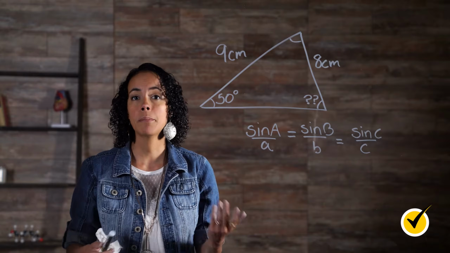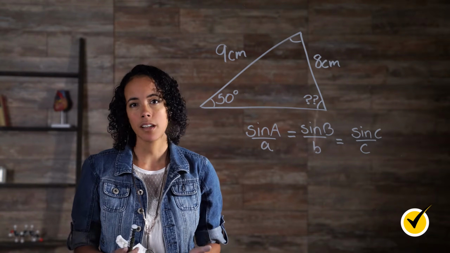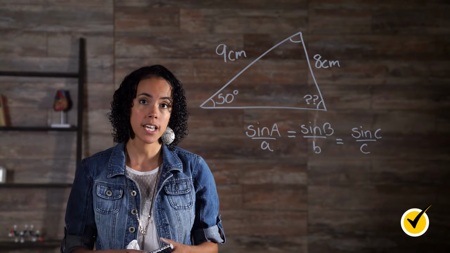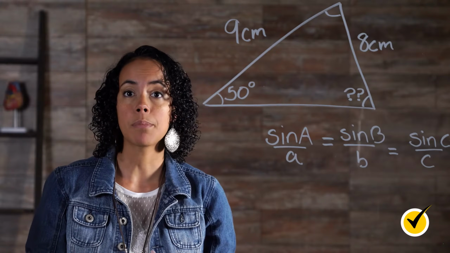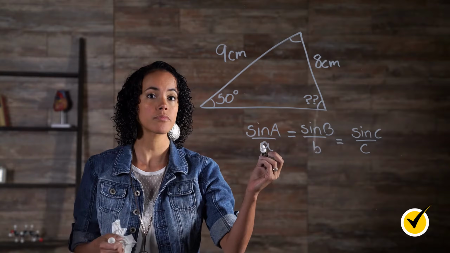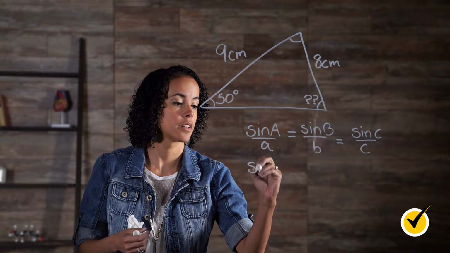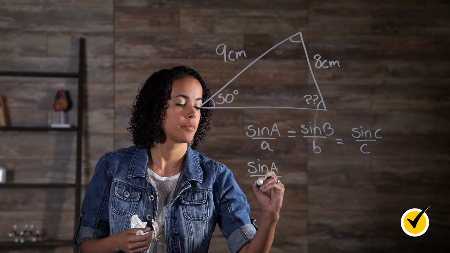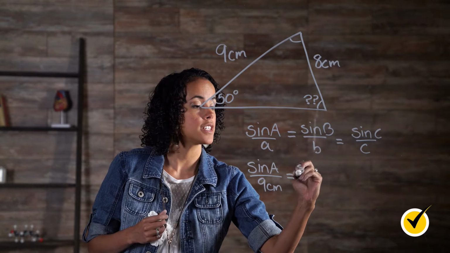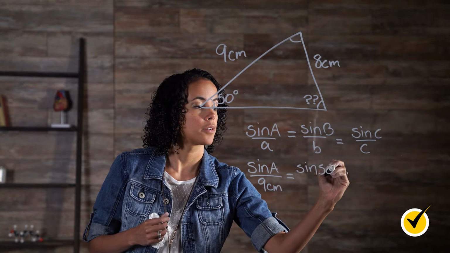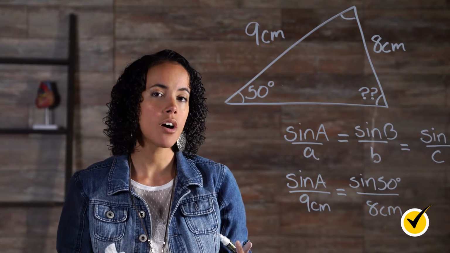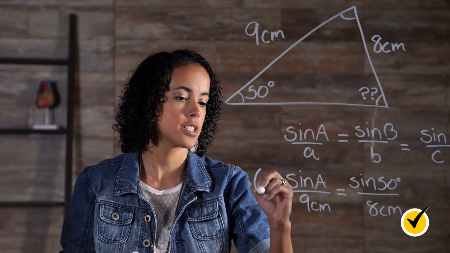Now let's fill it in. Remember that we only need two of the ratios, and it's not important which is angle A or side a, as long as the sine of the angle and its opposite side are together in a ratio. Once again, let's keep our missing part on the left side and call it A. We have the sine of A over 9 centimeters is equal to the sine of 50 degrees over 8 centimeters. Now we just solve it by multiplying both sides by 9 centimeters.